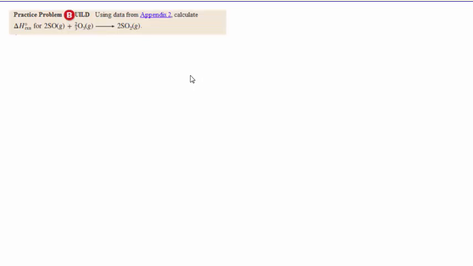So this is practice problem B for sample problem 5.8 in the chapter. It says, using the data from your appendix, calculate the standard enthalpy, delta H Rxn, for the reaction 2SO, sulfur monoxide in the gas state, plus 2/3 O3, that's ozone in the gas state, yields 2SO2 in the gas state. So here's our product, here's our reactants. First thing before you start anything else, let's go to Appendix 2 and look up those values for SO gas, O3 gas, and SO2 gas.